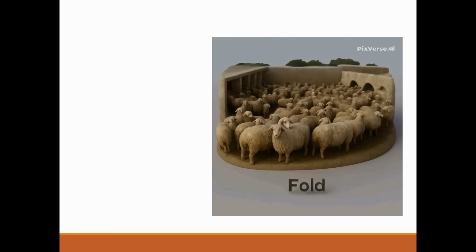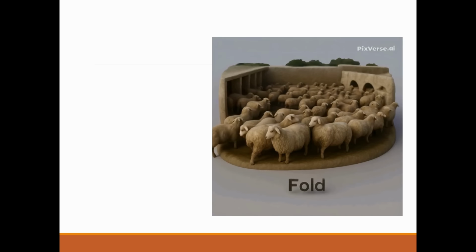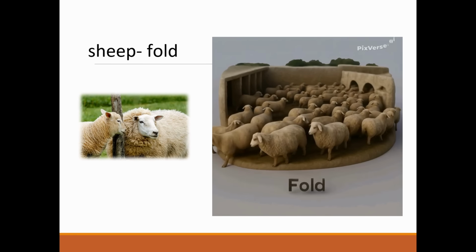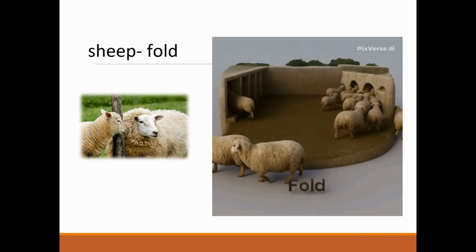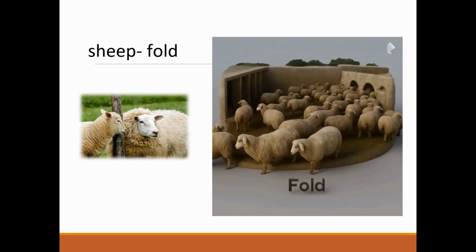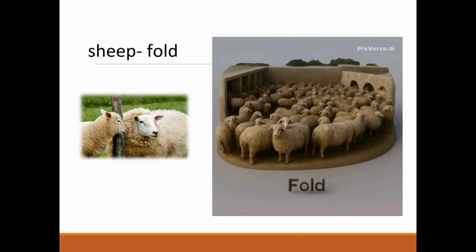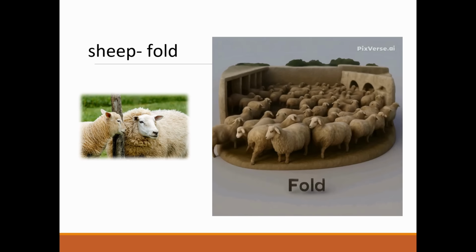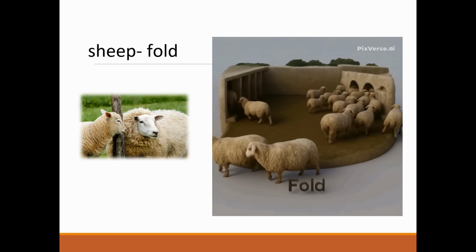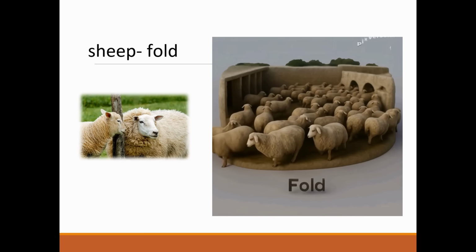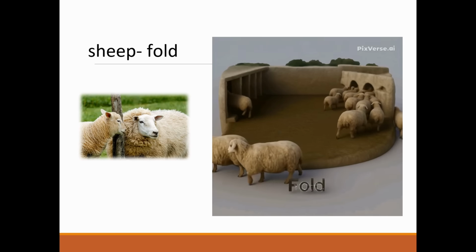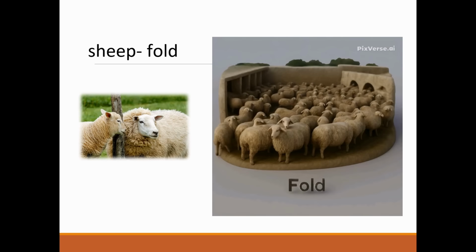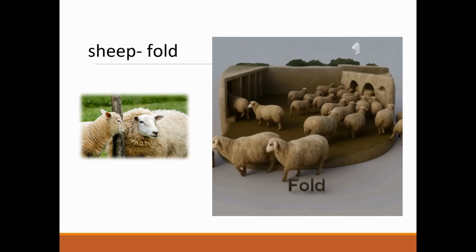Children, see this one. What is it? Yes, it is a sheep. So, what is the shelter of sheep? Where does a sheep live? Yes, the name of the shelter of the sheep is called a fold. Tell me once again. Fold. The shelter of sheep is a fold. Children, so they live together. All sheep live together at one place, and that place is called a fold.